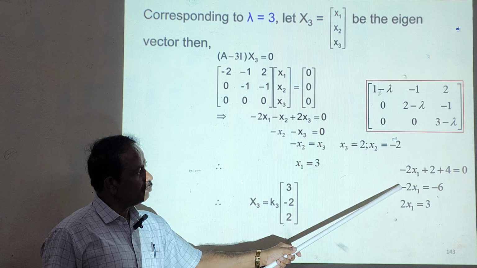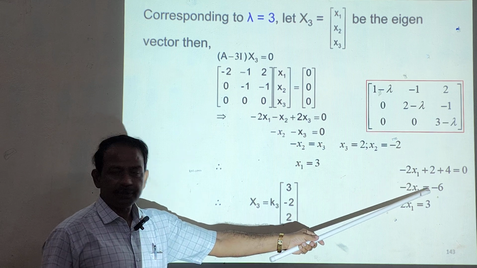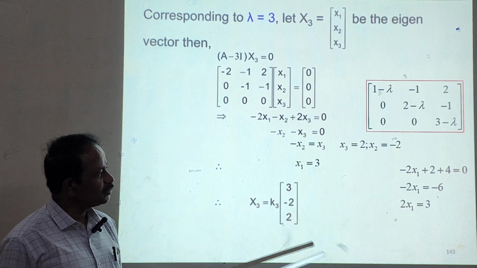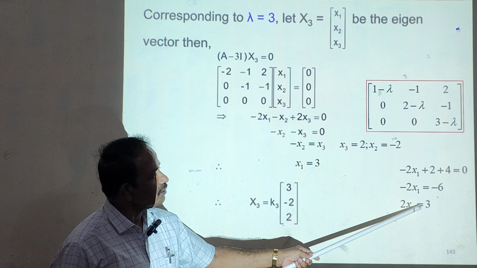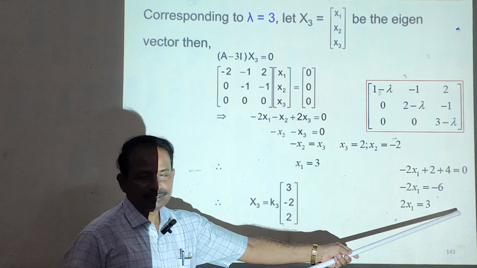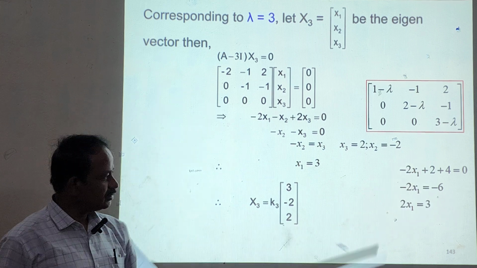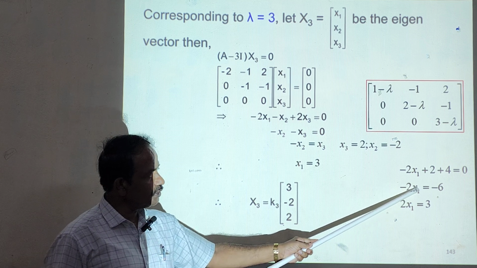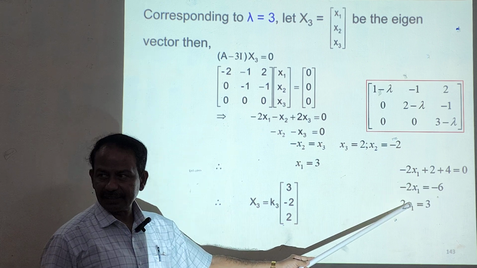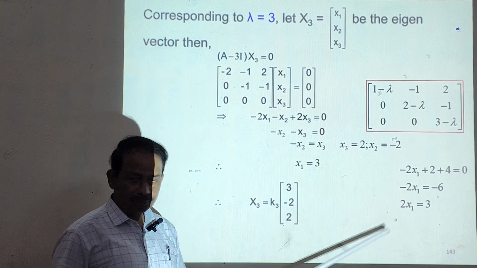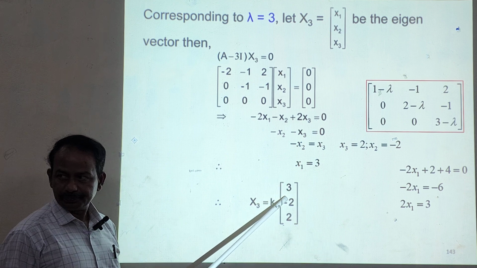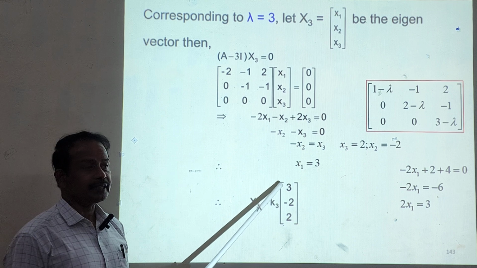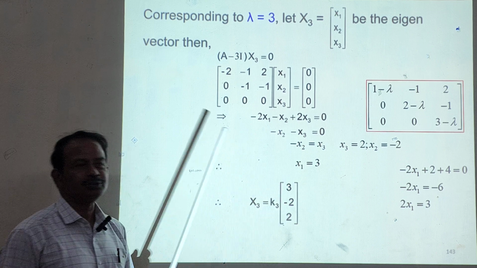So minus 2x1, and 2 plus 4 are 6, so here you have minus 6. Minus minus will get cancelled. So 2x1 equal to minus 6, which means x1 becomes 3. Is it okay? Minus 2x1 equal to minus 6, minus minus will get cancelled, 2x1 equal to 6, so your x1 will be 3. So the last eigenvector will be 3, minus 2, 2.